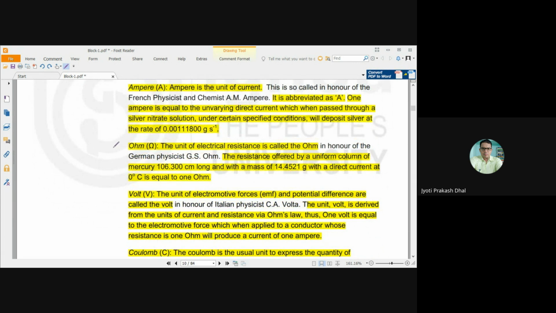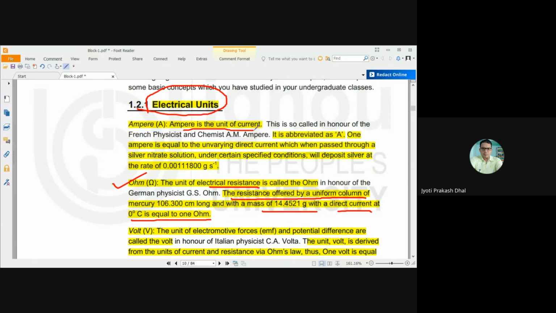Now coming to the next one, ohm. Ohm is the unit of electrical resistance, and the definition of ohm is the resistance offered by a uniform column of mercury of 106.3 centimeter length with a mass of 13.4521 gram to a direct current at a temperature of 0 degree Celsius. That is equal to 1 ohm. But here you should know that it is the unit of electrical resistance. Similarly, ampere is the unit of current.